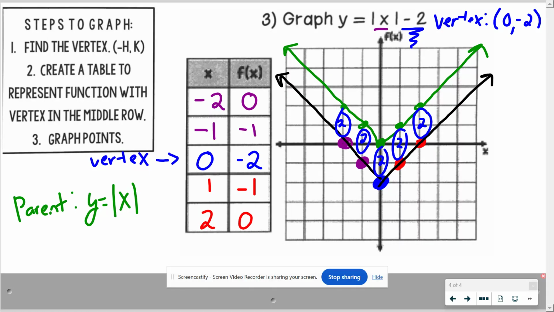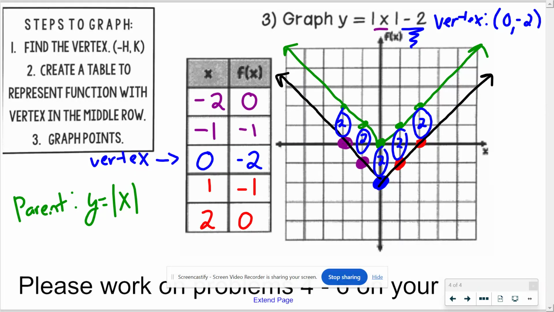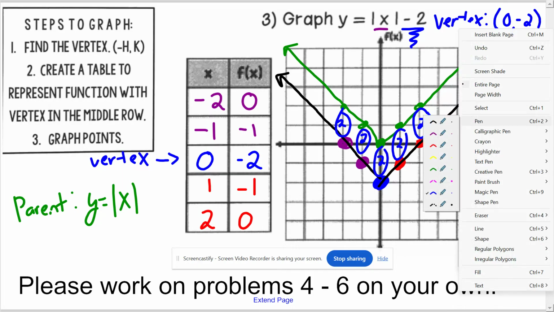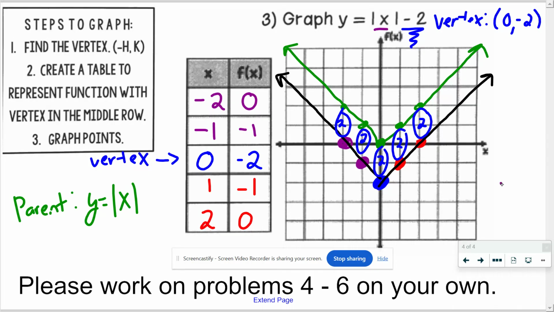With that in mind, please work through problems 4 through 6 on your own. You're doing a fantastic job. This is not the easiest thing in the world, but you are attacking this with an amazing amount of effort, and you should be very proud of yourself. So with that, again, please work on problems 4 through 6 on your own. Keep making yourself proud. Let me know if you have any questions.